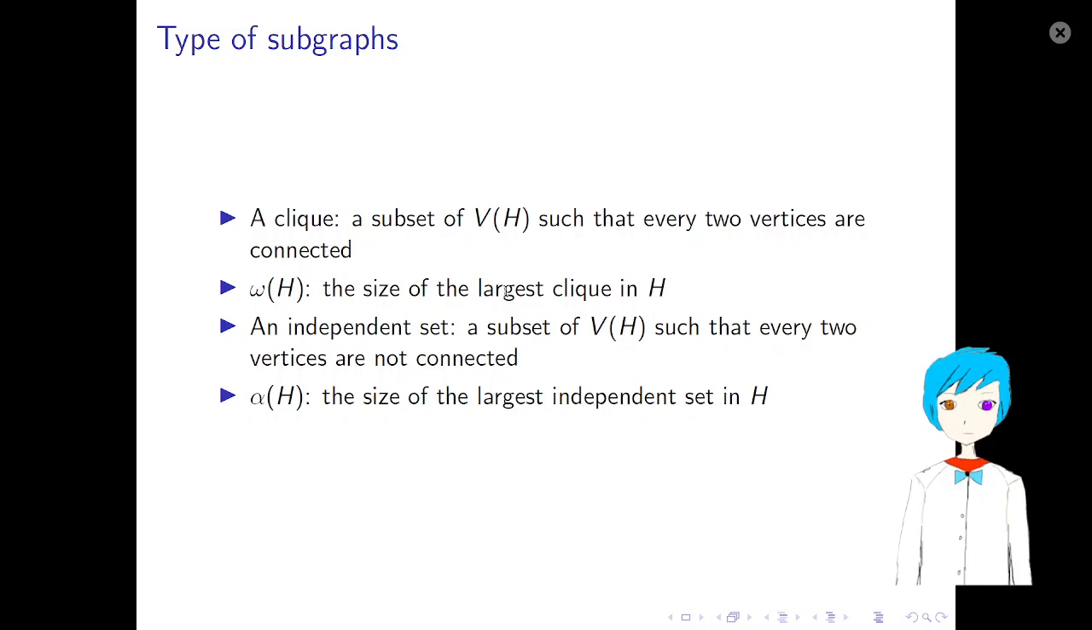We have some special subgraphs. A clique is a subset of the vertex set of H such that every two vertices are connected. So we define the size of the largest clique in H to be omega(H). An independent set of V(H) is a subset of V(H) such that every two vertices are not connected. So we denote alpha(H) to be the size of the largest independent set in H.